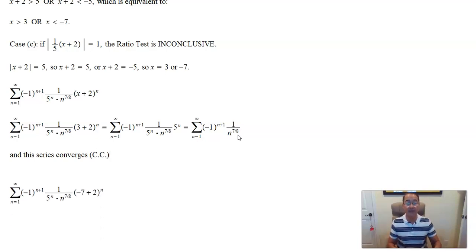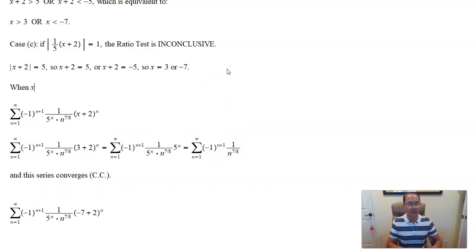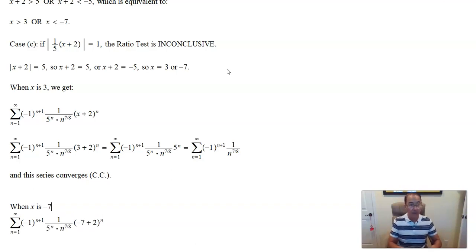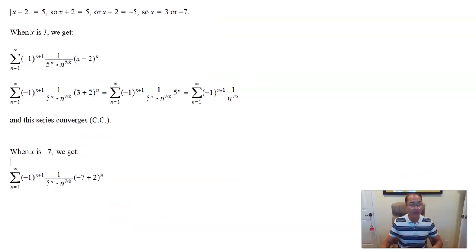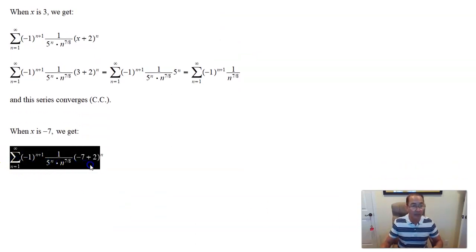But in part 3, we will care about only if the series converges or diverges. Is it good? Is it bad? Okay, wonderful. So when x is 3, we get a convergent series. Okay, so when x is 3, we get this, and the series converges. Okay, when x is minus 7, we get this.